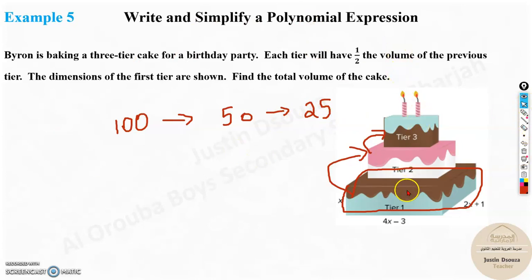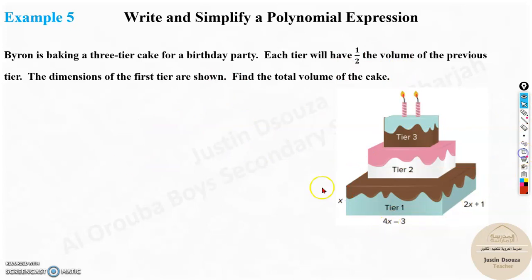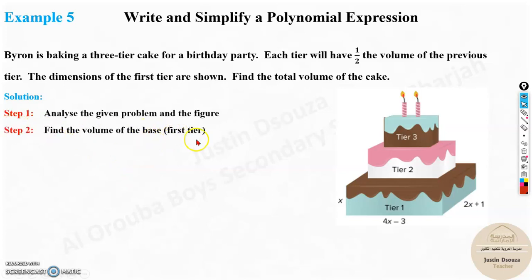Now, over here, we do not have numbers or units, we have expressions. Look, 4x minus 3, 2x plus 1, and x. So let's write them all together. Find the base, that's the first tier. The volume of the first tier can be found by multiplying all these dimensions: length, width, and height. So it becomes (4x minus 3)(2x plus 1)(x).